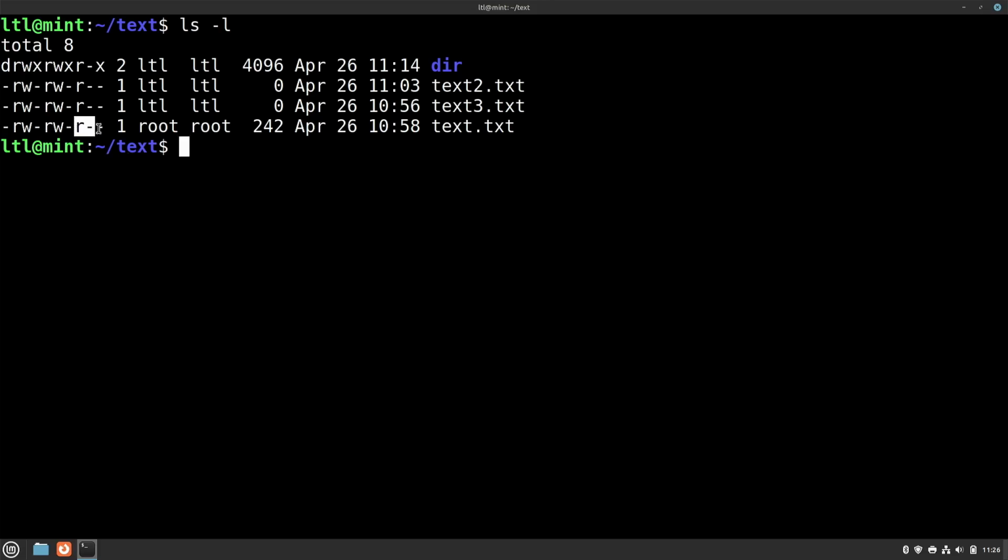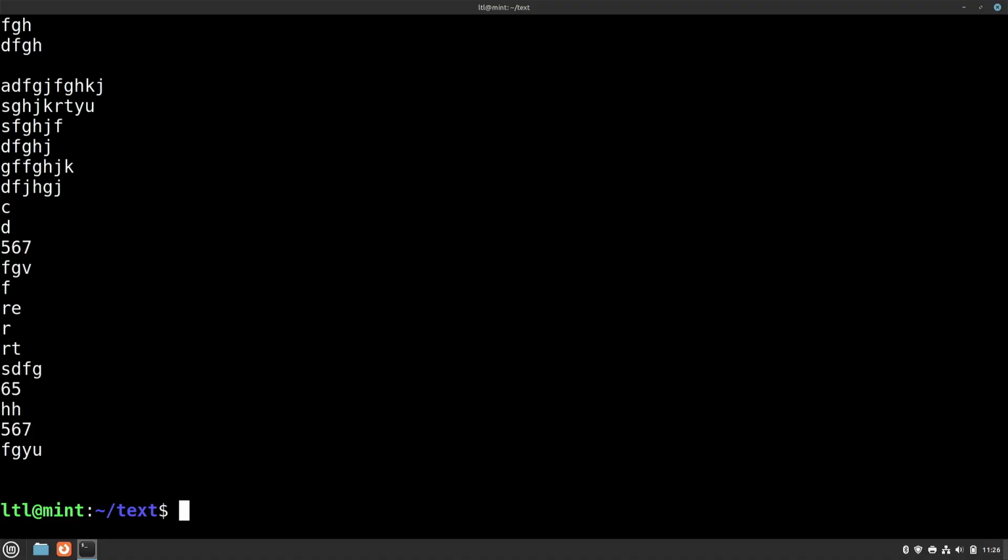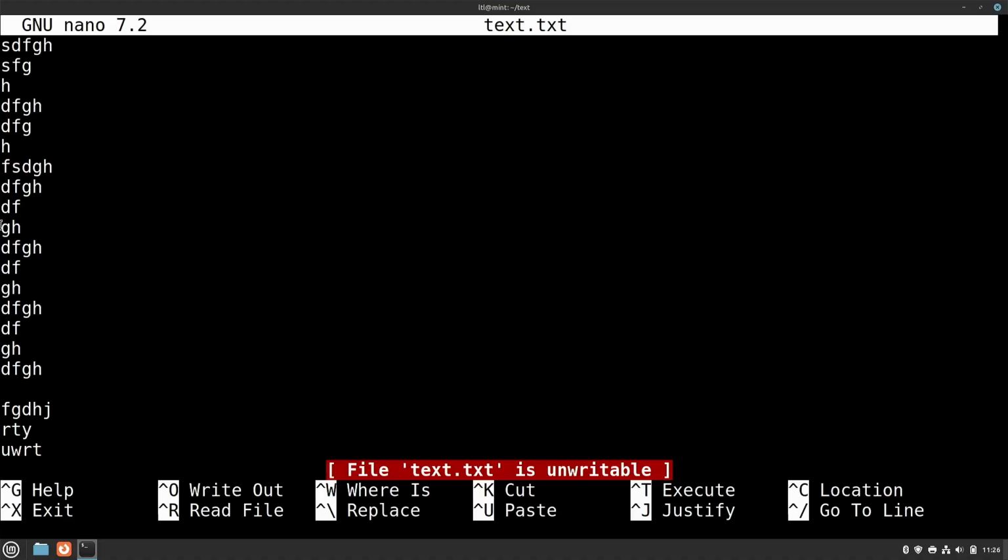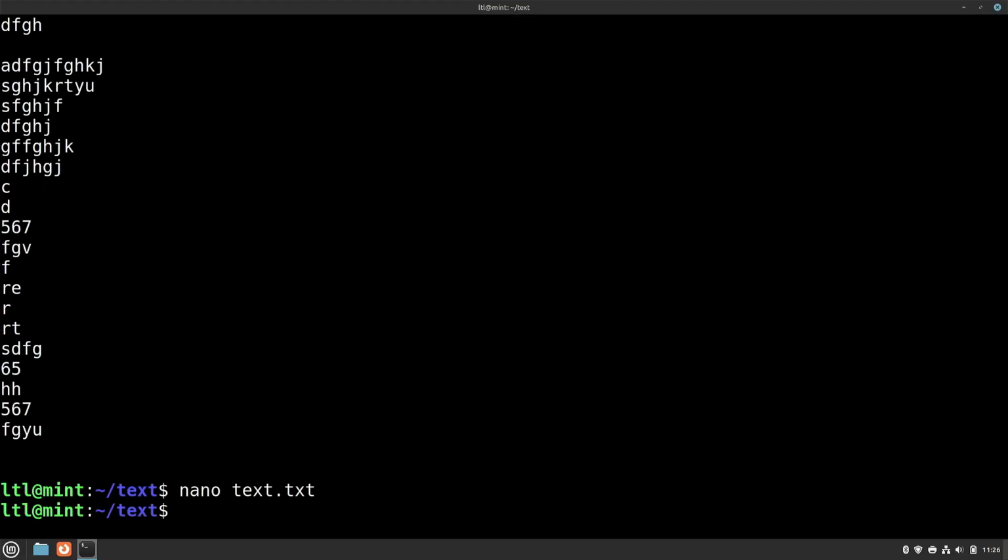Now check this out though. Everybody else can read it. Well, LTL is part of everybody else. So if I cat text.txt, I will not get any error messages. If I nano text.txt, it tells me right here, this file is unwritable because I don't own the file. I don't have permissions to change it anymore. So go ahead and Control X to get out of there.